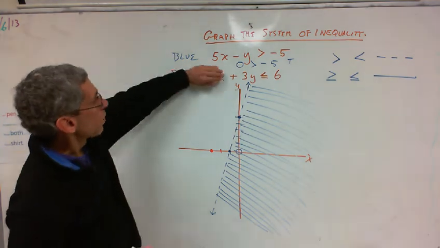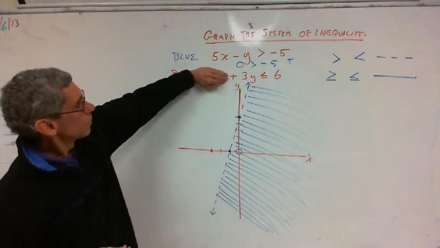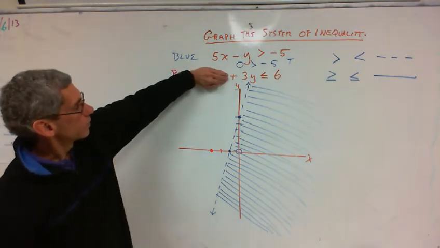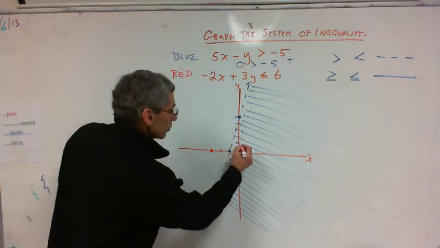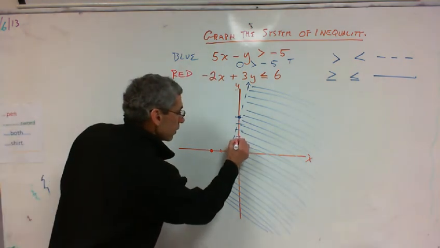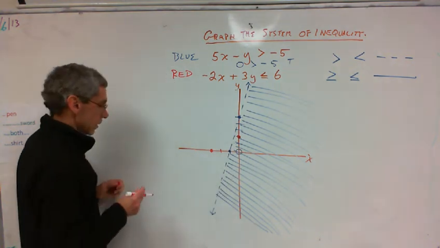And then I'm going to find my y, make x equal to 0. 3y is equal to 6, so y is equal to 2, right? Everybody with me? Y is 2. So I'm going to go up here and I'm going to put a dot right here. Y is 2. And now I'm going to draw my line.